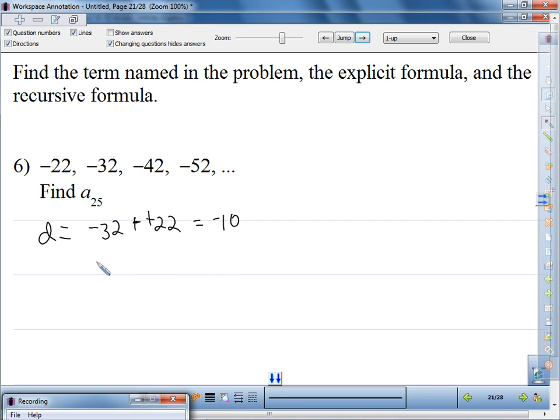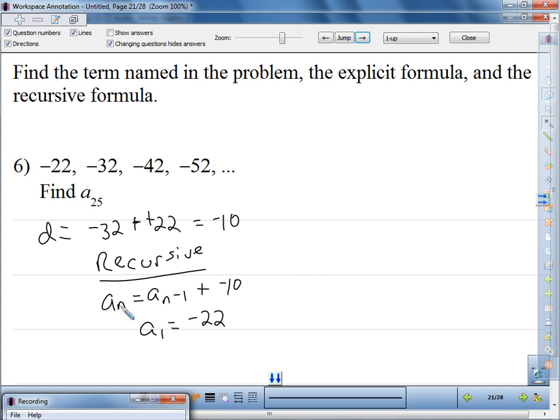So let's come up with a recursive first. The recursive formula will be a sub n is equal to a sub n minus 1 plus our common difference. So in this case, it's going to be negative 10, and our first term is negative 22. So that's our recursive formula.